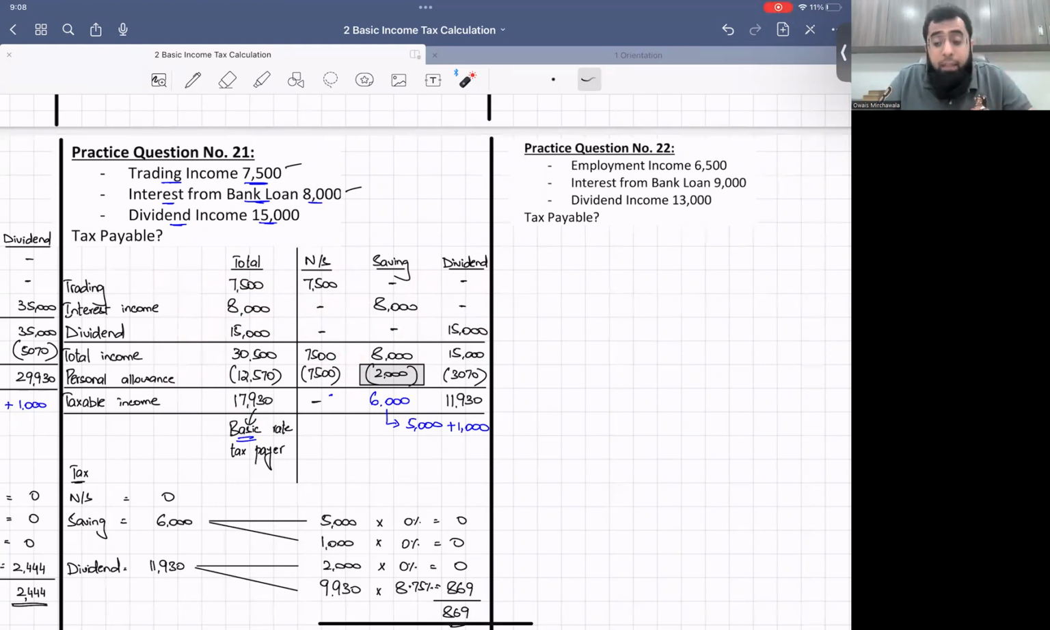Then we go for saving. But if some portion of saving income is already at 0% band, why waste allowance against it? You have zero non-saving, so 5,000 at 0%. You are a basic rate taxpayer, so 1,000 at 0%. Just claim the balancing amount, 2,000. 8,000 is your income, 6,000 is already at 0%. So just offset 2,000 of allowance here, then move to dividend. Is it clear?